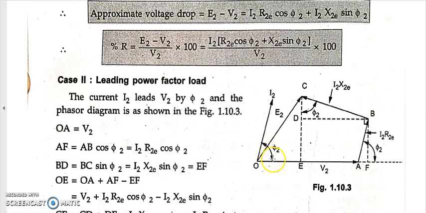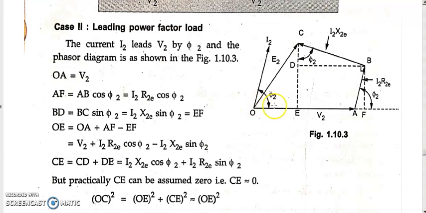That's why you can see I have written phi 2 as the angle between I2 and V2. The reason is that I'm going to consider a capacitive load here, and for a capacitive load the current always leads the voltage. So I2 leads the voltage by a power factor angle phi 2. Hope this is clear. V2 is the reference, I2 is the leading current which leads by an angle phi 2.